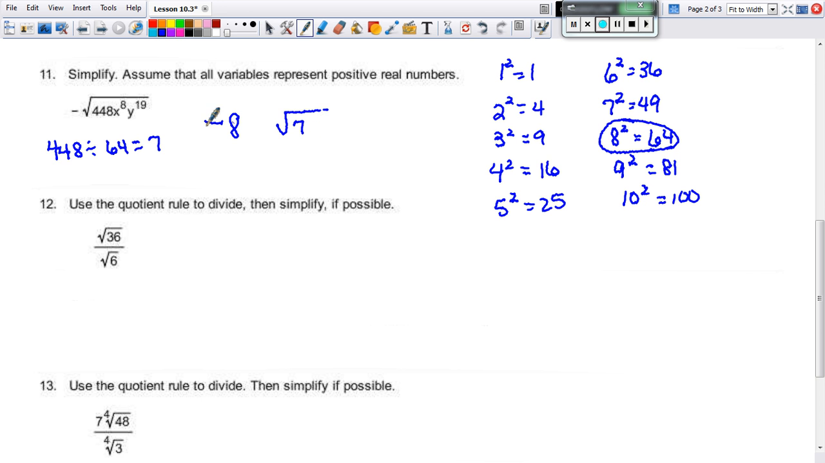Okay, so for my x's, remember this is assumed to be a 2 in here. 2 goes into 8 4 times. And for the y's, 2 goes into 19 9 times with 1 left over, because 2 times 9 is 18, and this is a 19, so that's 1 left over. So negative 8x to the 4th, y to the 9th, and then the square root of 7y. That's all your answer for that one.